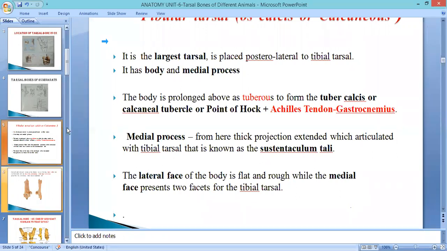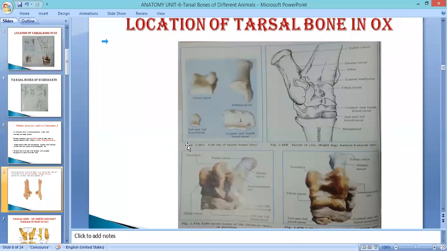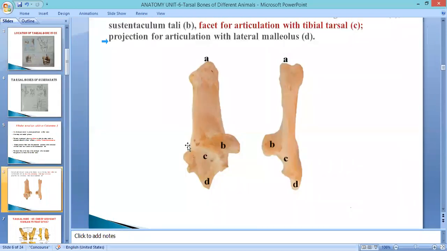Now, for the total description of the fibular tarsal: the fibular tarsal is the largest tarsal bone of the Hock joint, which for description contains two main structures, one is the body and one is the process. The body proximally converts into the tuberous part, known as tuberosity, which is for the insertion of the tendon of the gastrocnemius muscle, that is the Achilles tendon, also known as the point of Hock. Medially it has a process known as sustentaculum tali, which is for the articulation of the tibial tarsal bone and also for the insertion of some part of the gastrocnemius muscle. And it has two surfaces.